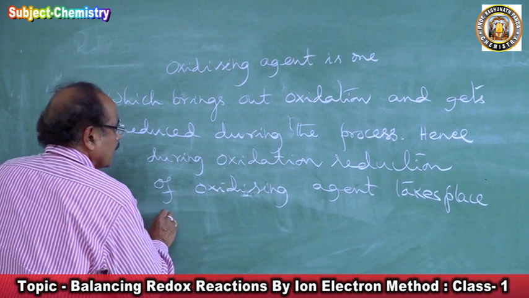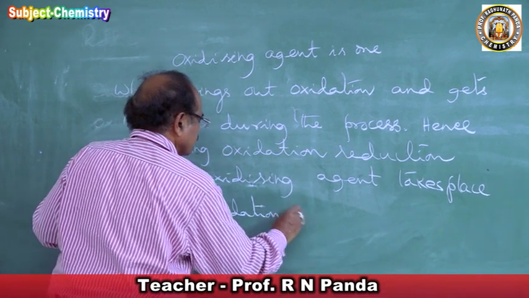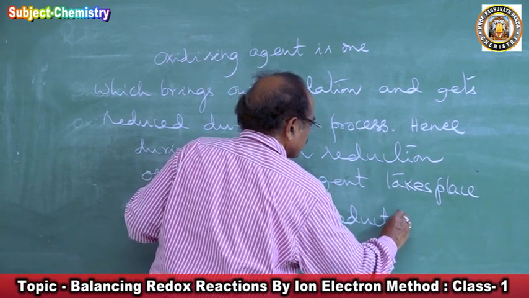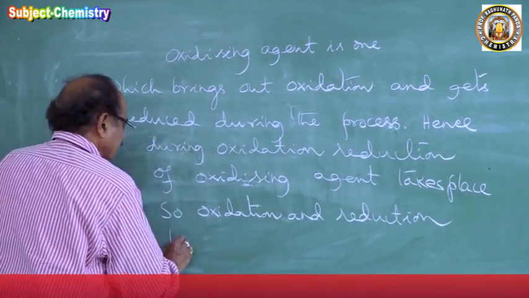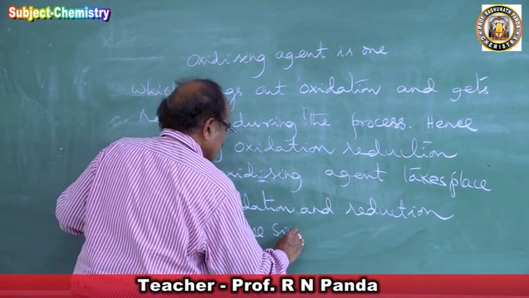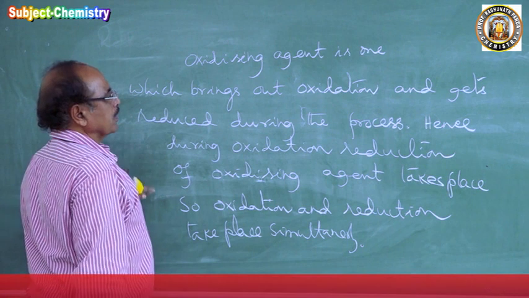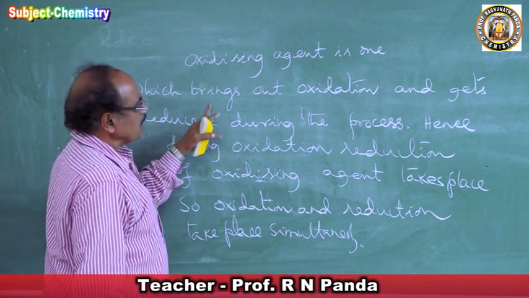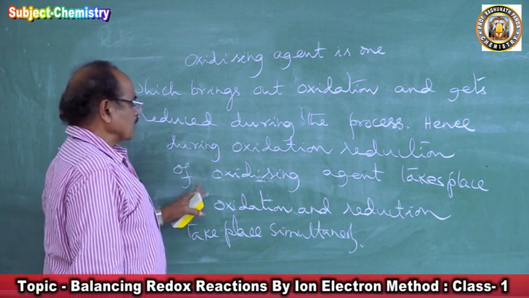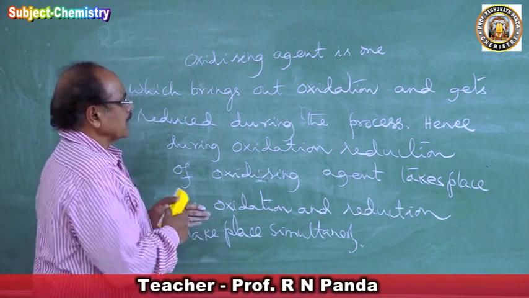So oxidation and reduction take place simultaneously. If oxidation is going on, then reduction is also going on. So an oxidizing agent is one which brings out oxidation and gets reduced during the process. Hence, during oxidation, reduction of the oxidizing agent takes place. So oxidation and reduction take place simultaneously.